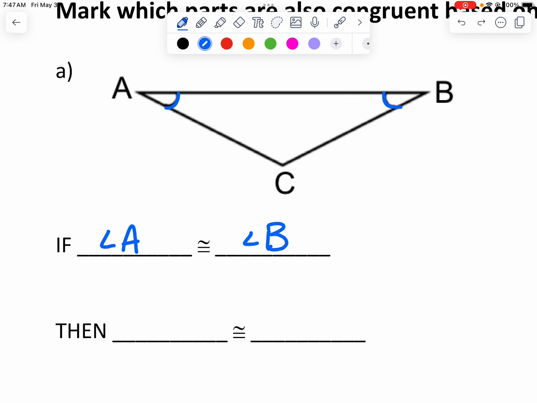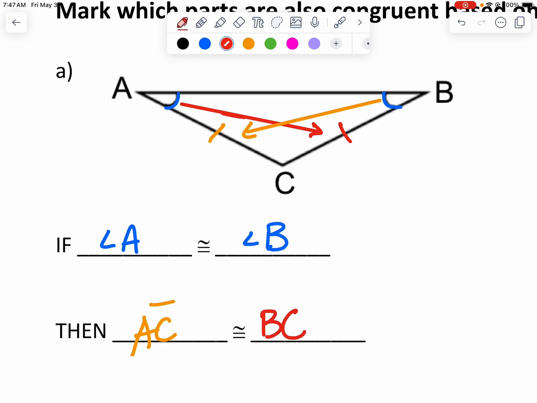With that in mind, I know that if that's true for any triangle, then the sides opposite to those are also congruent. So that one and that one. So that would be AC and BC.